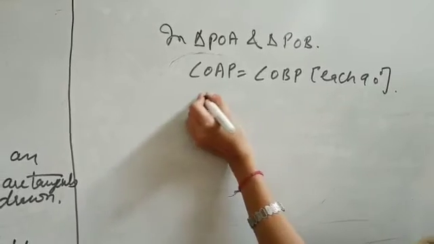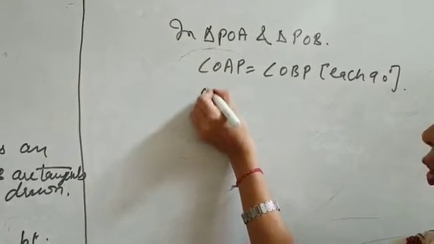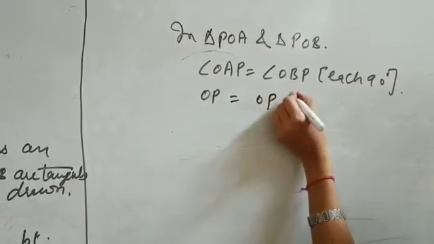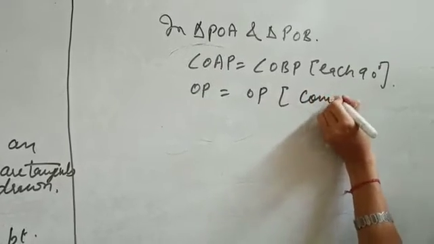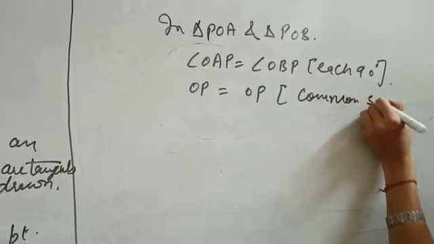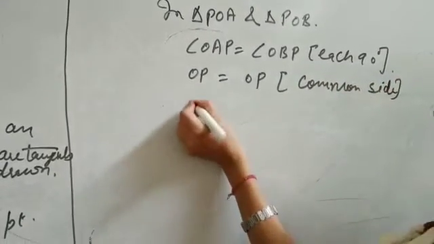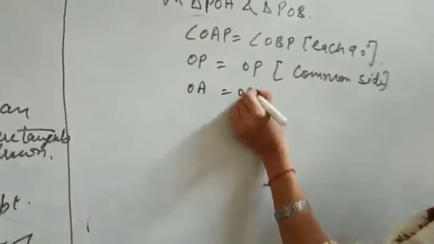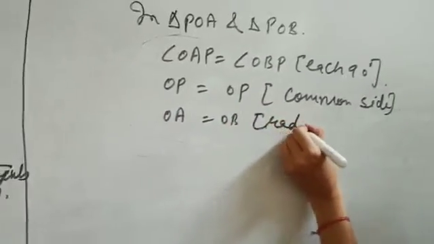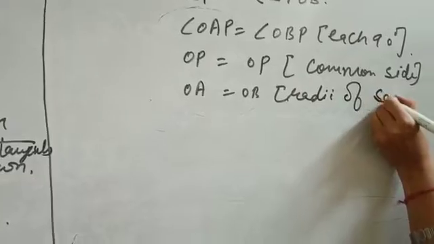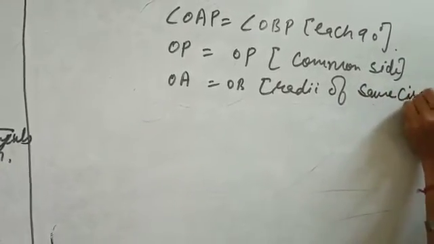Okay, and then here we will write OP equal to OP, which is the common side of them. Then OA is equal to OB, the radii of the same circle.